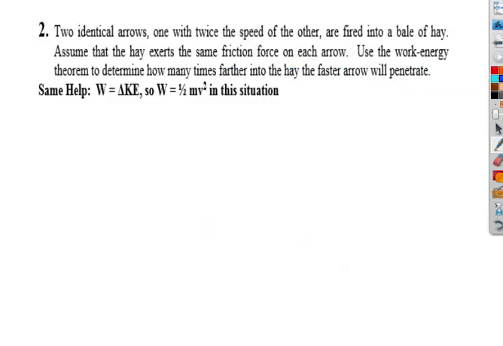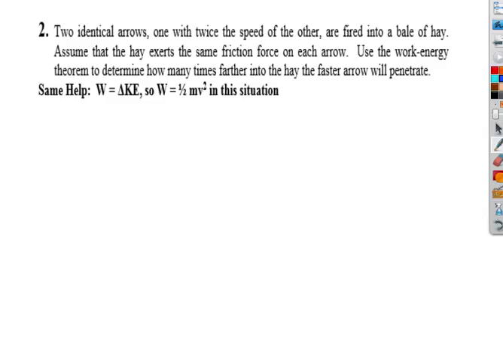So one more problem to go with this video. We have two identical arrows, one with twice the speed of the other, fired into a hay bale. Assume that hay exerts the same friction force on each arrow. Use the work energy theorem to determine how many times farther into the hay the faster arrow will penetrate.